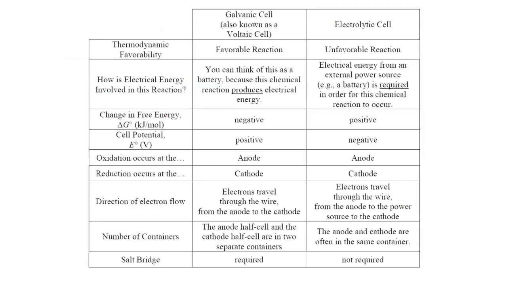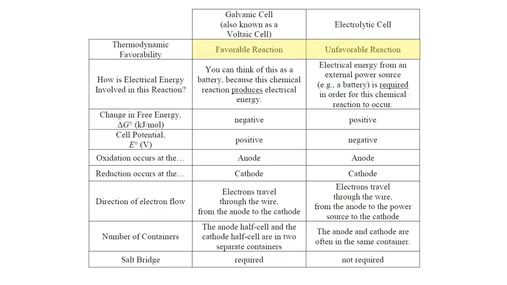Now, before we take a look at question 3 in the packet, I would like to do a little compare and contrast between a galvanic cell, also known as a voltaic cell, and an electrolytic cell. So the first feature is thermodynamic favorability. The chemical reaction that occurs in a galvanic cell is classified as thermodynamically favorable. On the other hand, the chemical reaction that occurs in an electrolytic cell is classified as thermodynamically unfavorable.